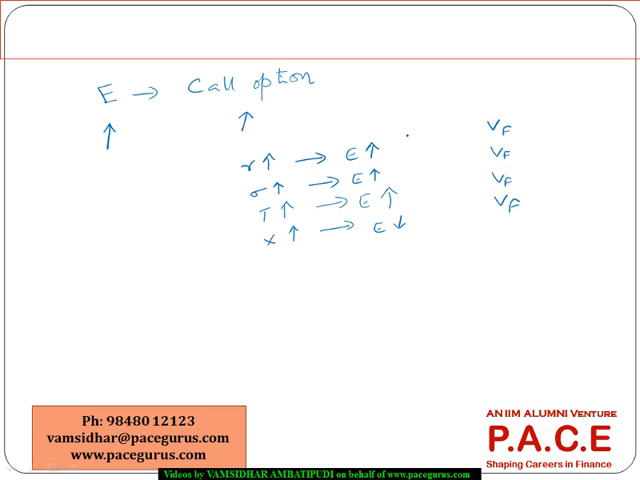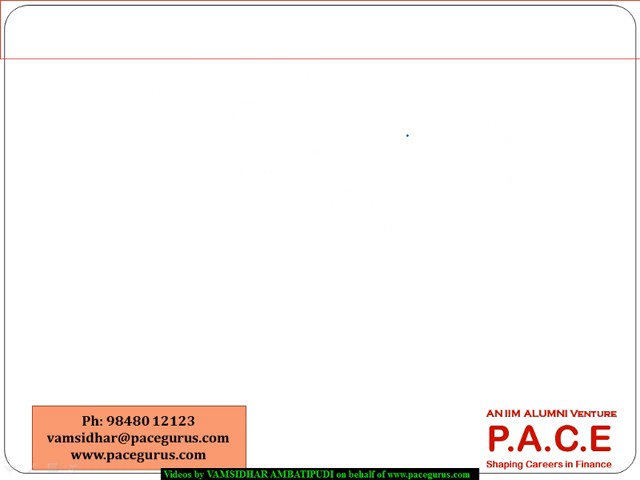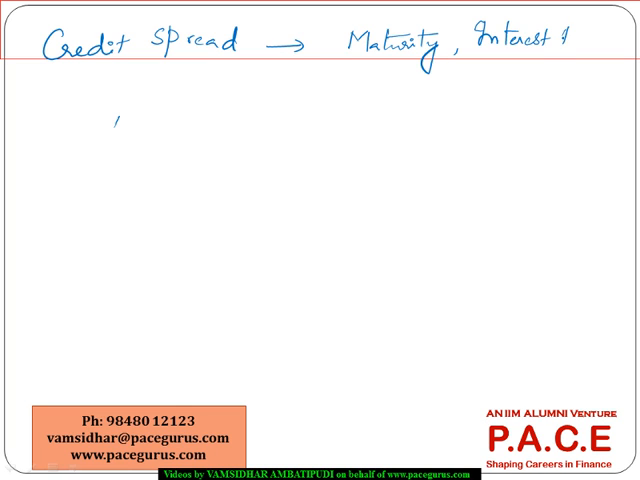Right. So now in the next stage, I would try to introduce a newer concept which is more associated with the credit spread, and the kind of relationship it carries with respect to the maturity duration and also with respect to interest rates. We'll take up a few examples to understand how credit spreads link to maturity as well as to the interest rates. All right.